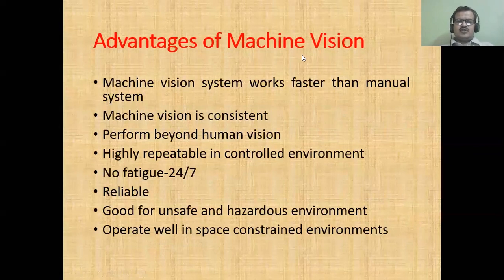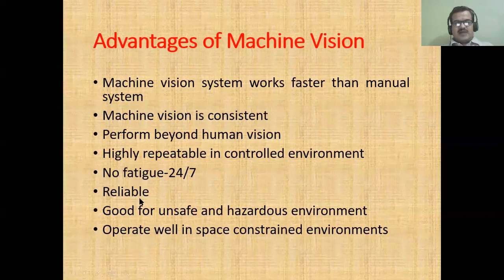Then advantages of machine vision. A machine vision system works faster than a manual system. It is consistent. It performs beyond human vision. Highly repeatable in a controlled environment. No fatigue is there because it is a machine, so we can use it 24/7.